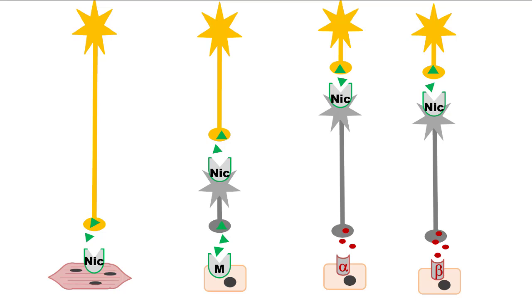So here's a summary slide showing you all of the neurotransmitters, acetylcholine and norepinephrine, as well as all of the receptors and their general placements along the pathway of the somatic, parasympathetic, and sympathetic nervous systems.